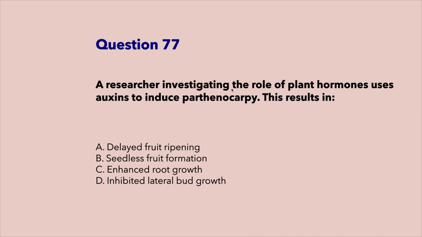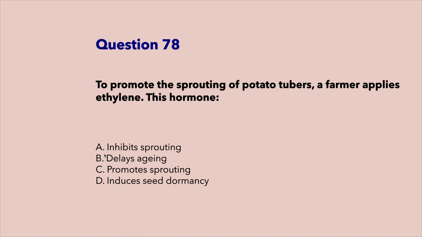A researcher investigating the role of plant hormones uses auxins to induce parthenocarpy. This results in seedless fruit formation. To promote the sprouting of potato tubers, a farmer applies ethylene. This hormone promotes sprouting.